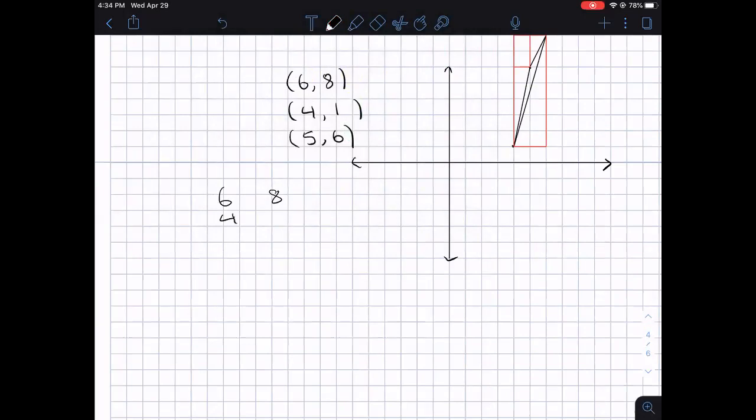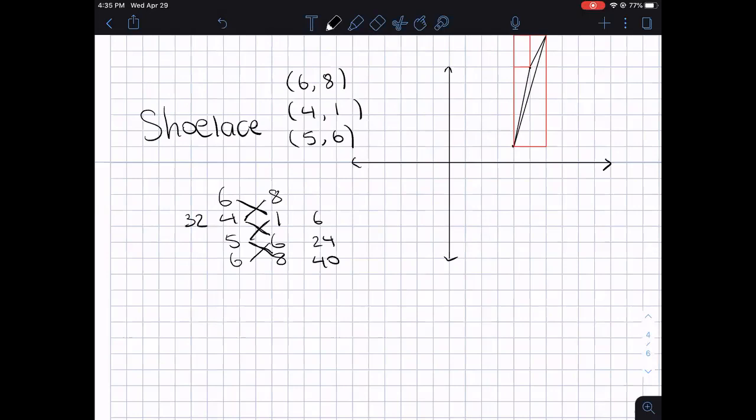So let's just write the 3 coordinates again and repeat the last one. Now this is called the shoelace formula. The reason why is because when we draw these lines, it looks like a shoelace. Pick's theorem is completely useless. So in shoelace, you multiply these along the shoelaces. So this is 6, this is 24, this is 40. And for this side, this is 32, this is 5, this is 36.